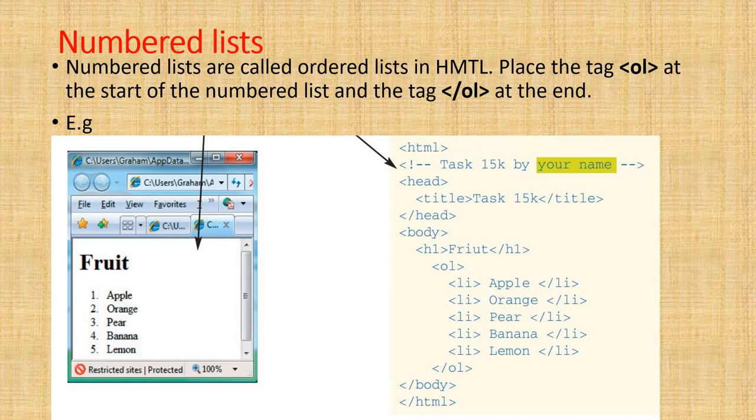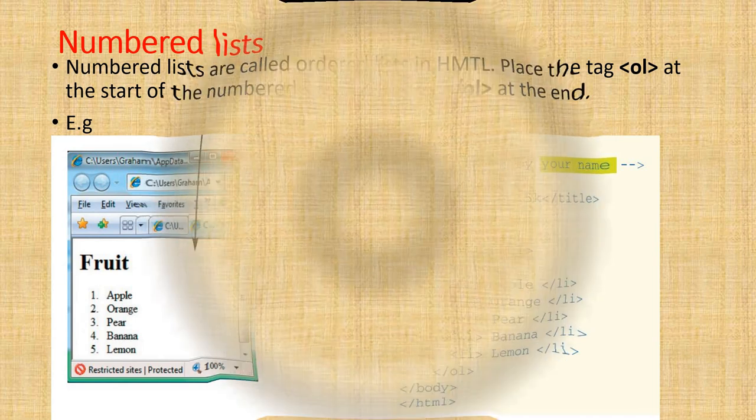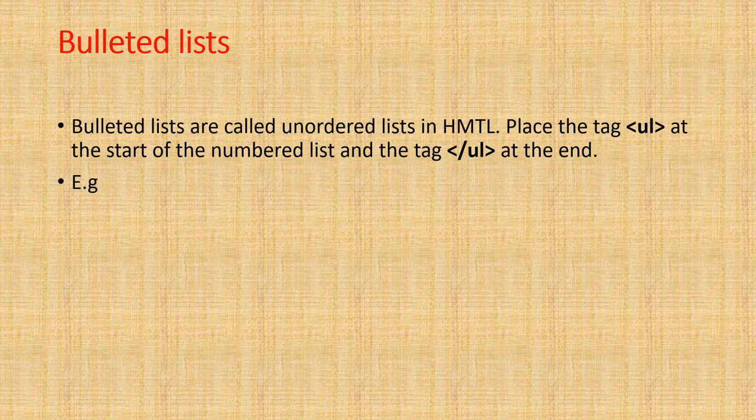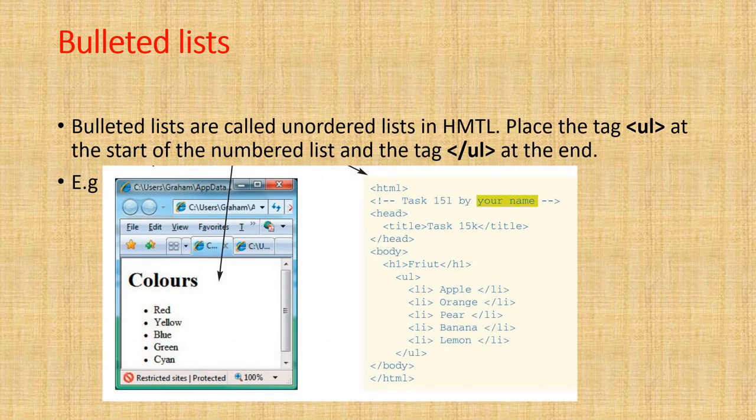An example of numbered lists is what you are seeing. On the left hand side, we have the web page that has been displayed. On the right hand side, we have the codes. When run, will produce that web page. We also have bulleted lists. You can see on your screen.